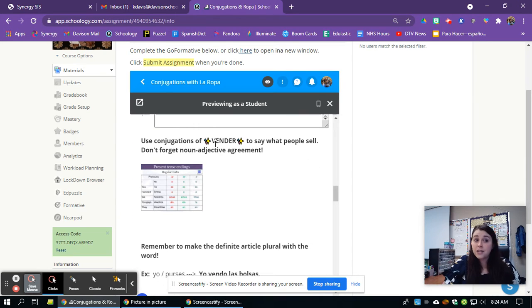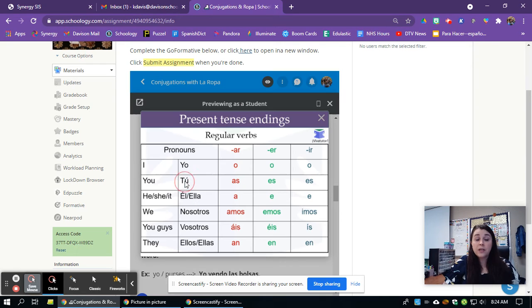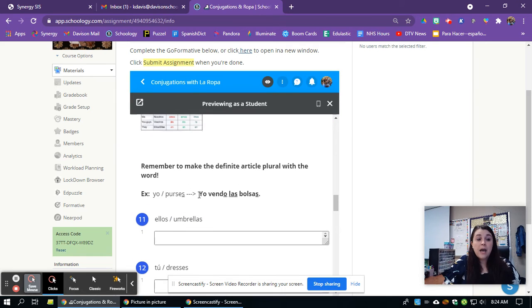The next section, I'm going to say what people sell. So I'm looking at ER verb endings this time. So o, es, e, emos, éis, en. And then please remember when you make words plural, so almost all of these are going to be plural words, you have to change both the article to plural and the noun.